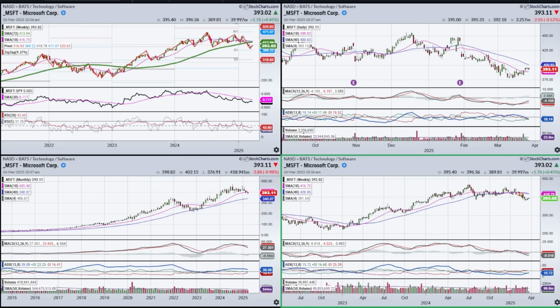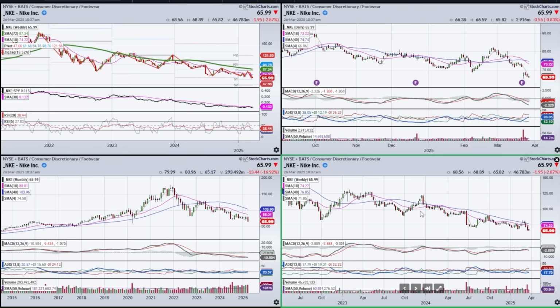Okay, so what we need now is to evaluate. So we have strong move to the downside. Now we have to evaluate the strength to the upside. If we don't show any strength to the upside, then I think you have to consider this 400 mark an area to be a seller. All right, so that's how I would be looking at that from that standpoint.